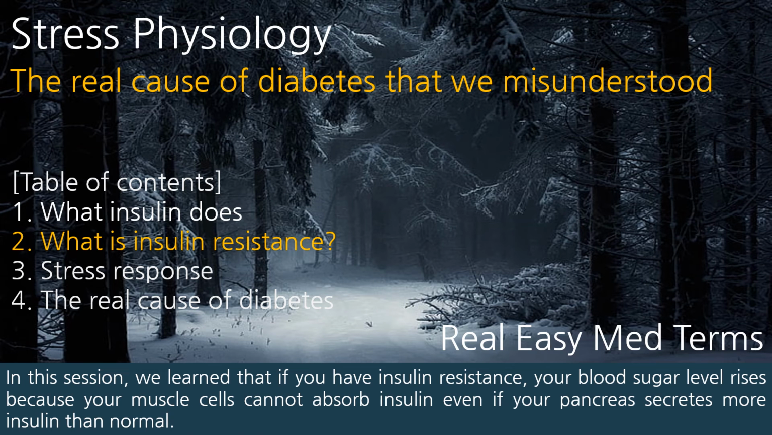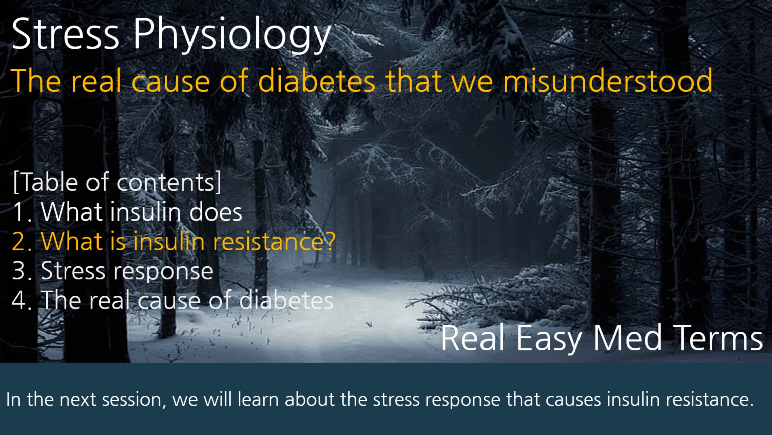In this session, we learned that if you have insulin resistance, your blood sugar level rises because your muscle cells cannot absorb insulin even if your pancreas secretes more insulin than normal. In the next session, we will learn about the stress response that causes insulin resistance.